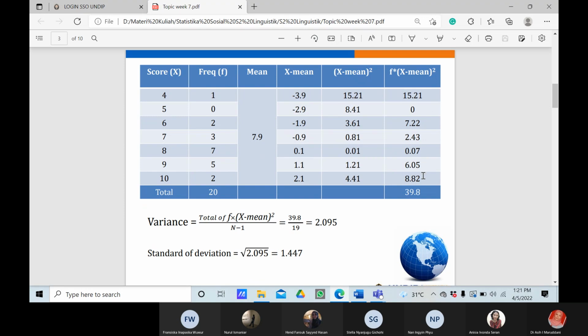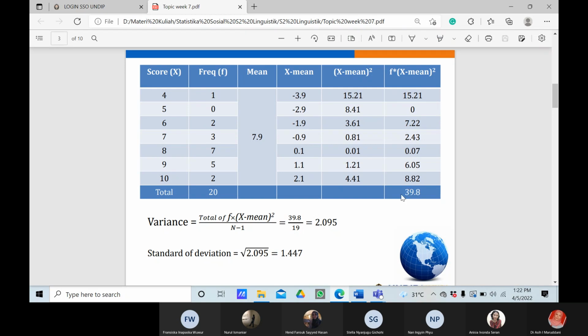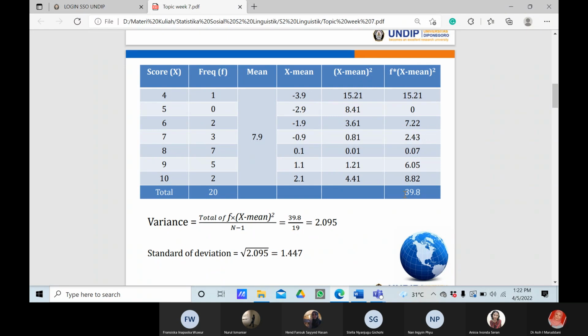until the last row. This is 2 times 4.41, which will be 8.82. And then the last calculation is you have to calculate the sum of these values. From the last column, you got 39.8.